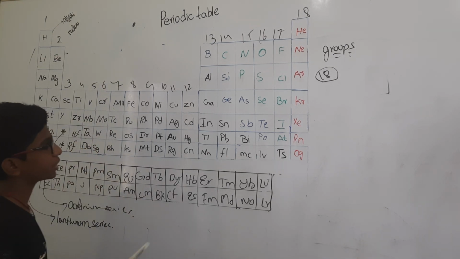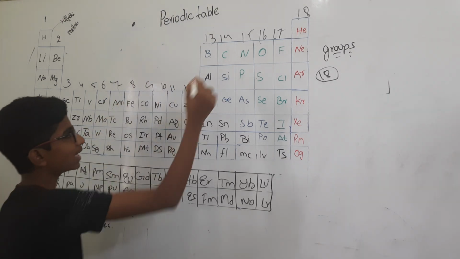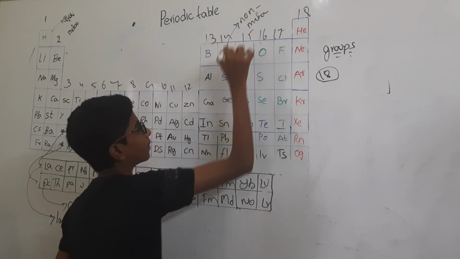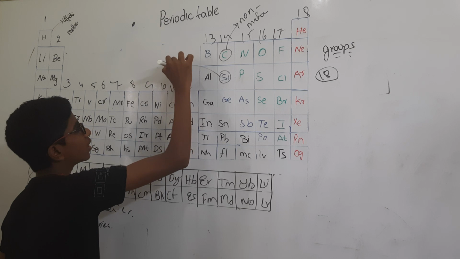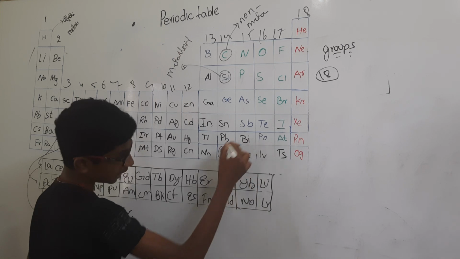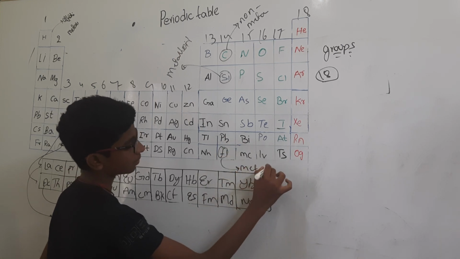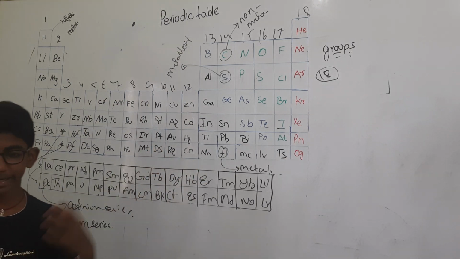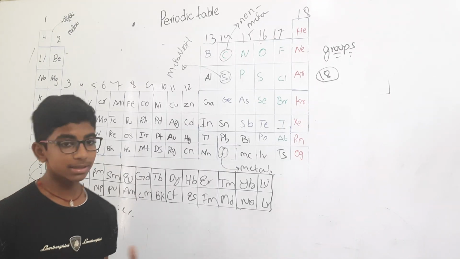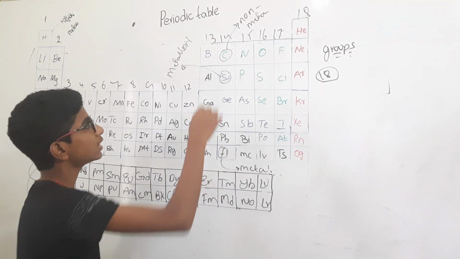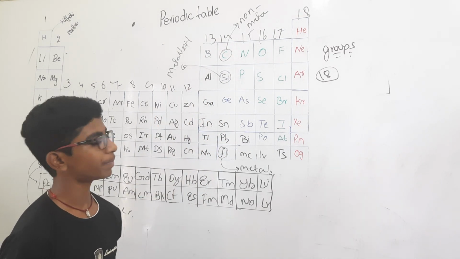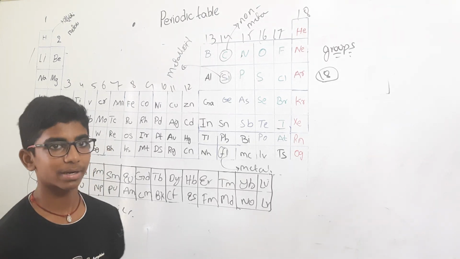But you see in the 14th group, here carbon is a non-metal, silicon is a metalloid, and flerovium or lead is known as a metal. From up to down, there is a gradual change in their properties. This is non-metal, this is metalloid, and this is metal. In this way, we can conclude that in the 14th group, the properties of elements change from non-metal to metal. They increase in metallic character and decrease in non-metallic character.